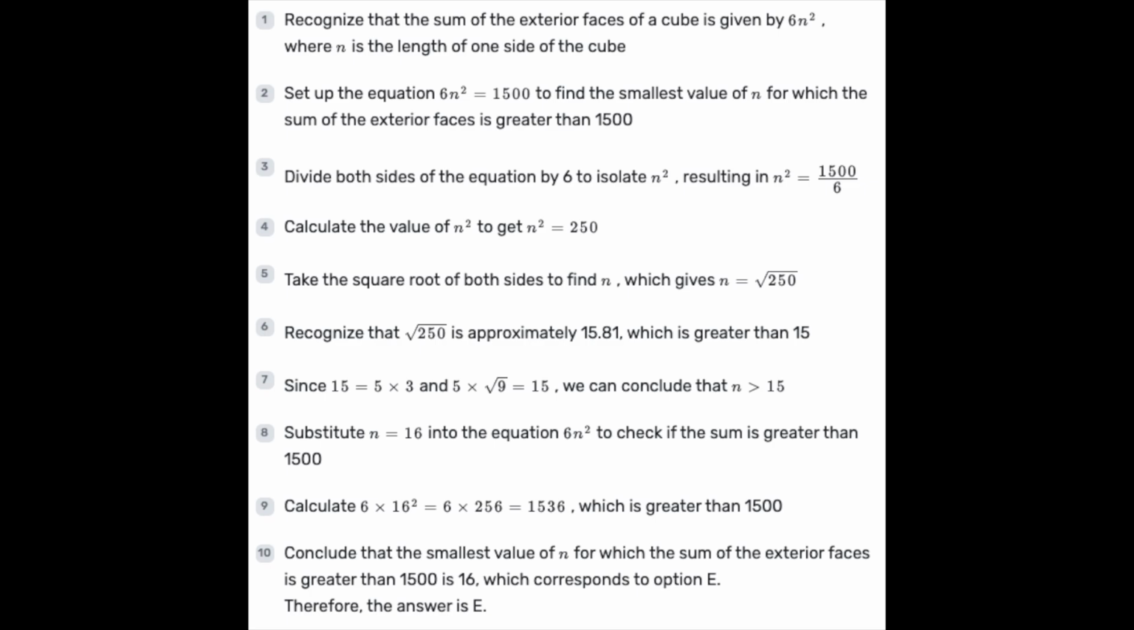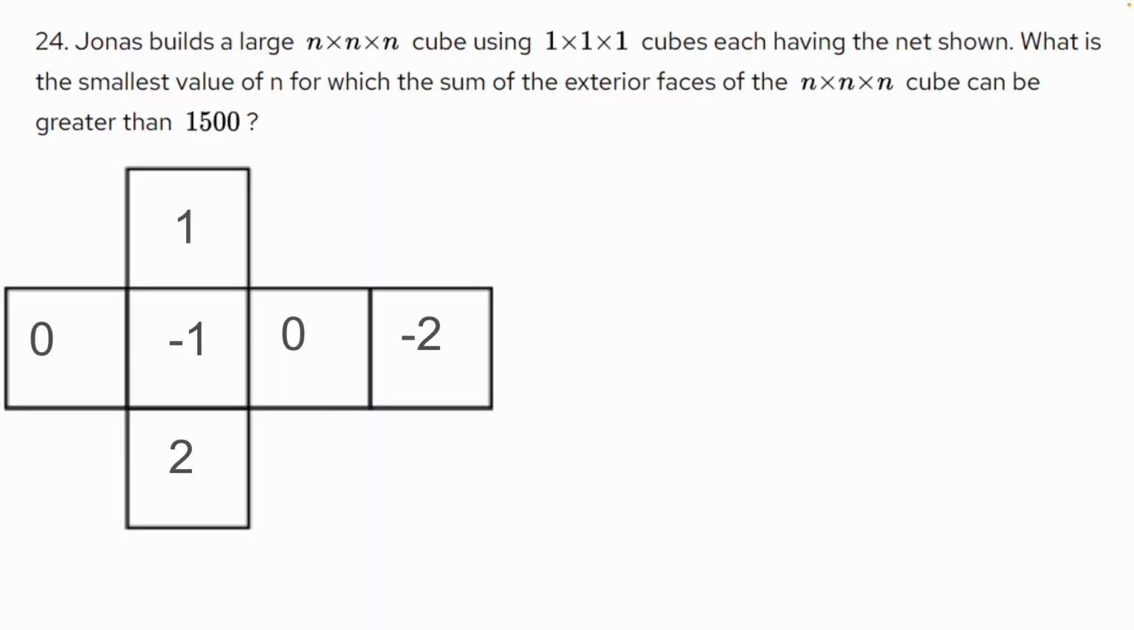Divide both sides of the equation by 6 to isolate n squared, resulting in n squared equals 1,500 over 6. Calculate the value of n squared to get n squared equals 250. Take the square root of both sides to find n, which gives n equals the square root of 250, which is approximately 15.81, which is greater than 15, meaning n has to be a minimum of 16. This solution is wrong because it assumes that every single face has a value of 1. So what is the correct solution? Pause the video and try it out for yourself.